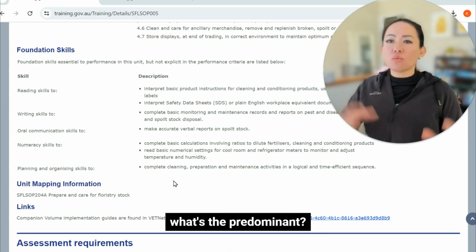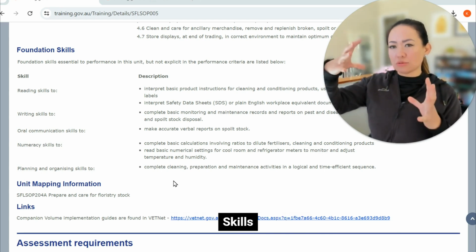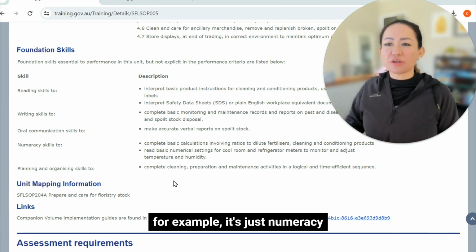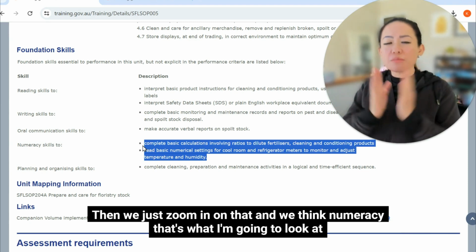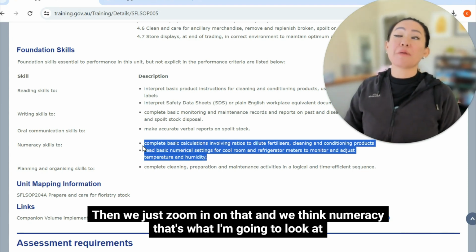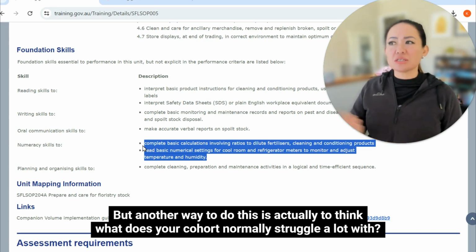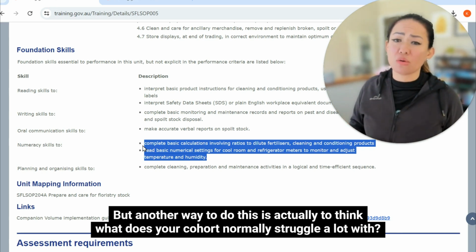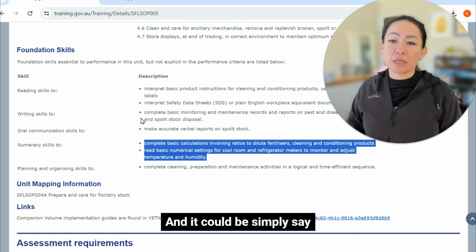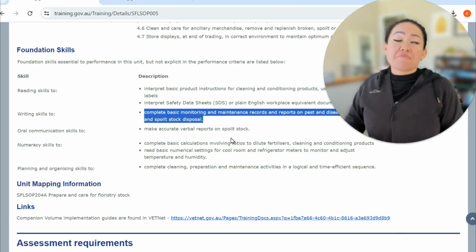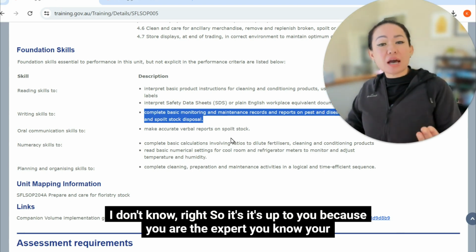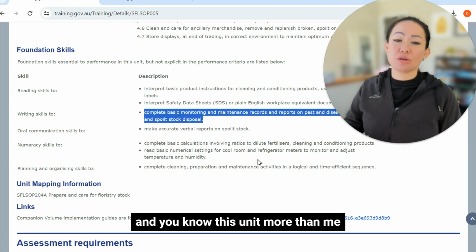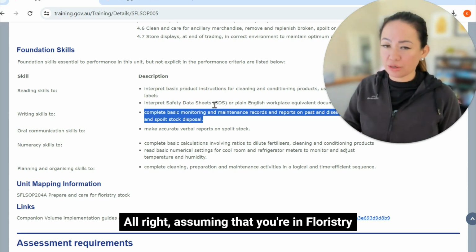One is you go, well, what's the predominant skill this learner who's studying this unit will require? And then you just say, for example, it's just numeracy, then we zoom in on that and think, numeracy, that's what I'm going to look at. But another way to do this is to think, what does your cohort normally struggle a lot with? It could be simply, for example, writing. I don't know, right? So it's up to you, because you are the expert. You know your cohort more than anyone, and you know this unit more than me, right? Assuming that you're in floristry.